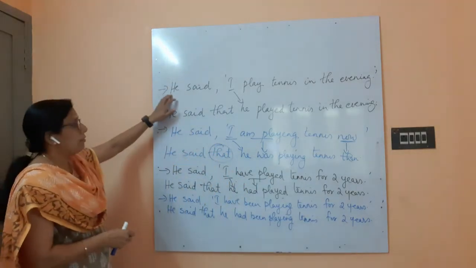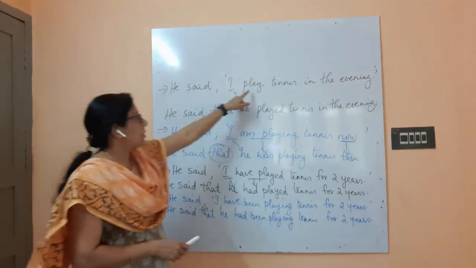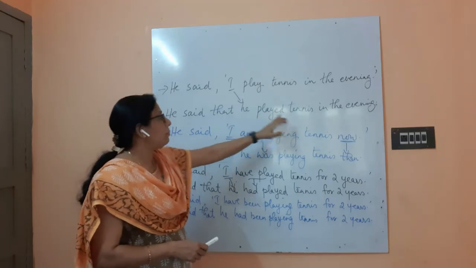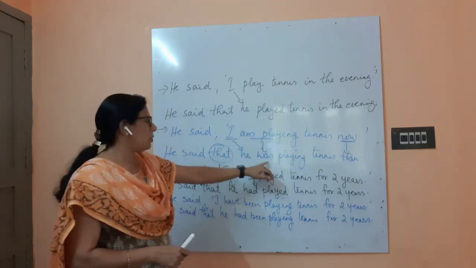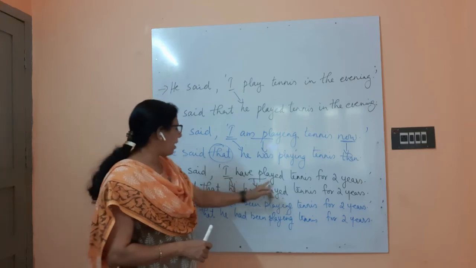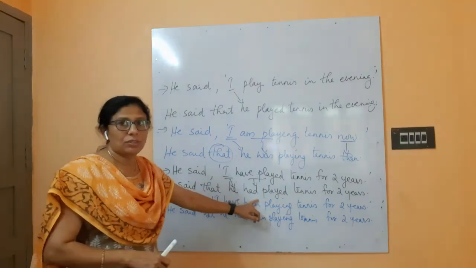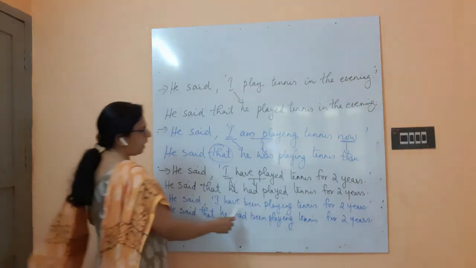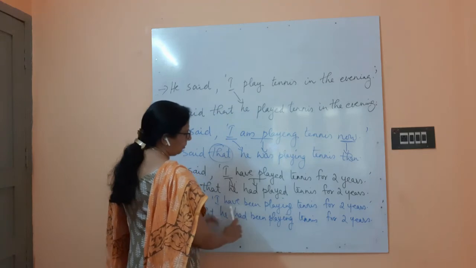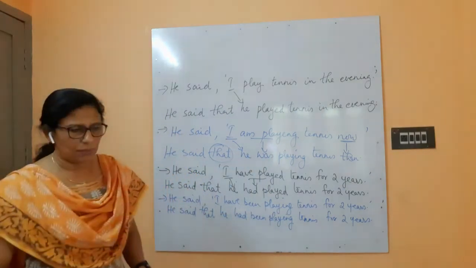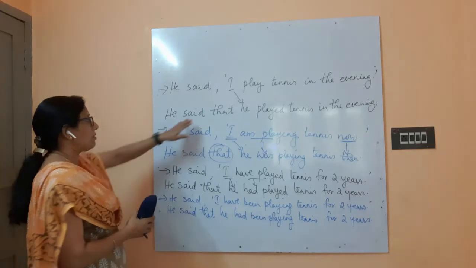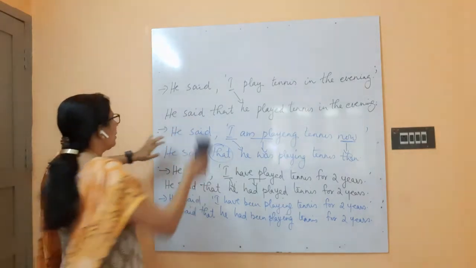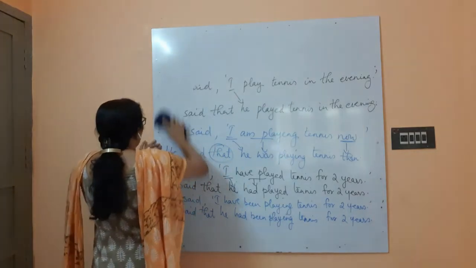Okay, so have you seen the changes that happen? Present simple, I play tennis, he played tennis. Here I am playing, he was playing, present continuous to past continuous. He said I have played, he had played, present perfect to past perfect. And here have been playing, had been playing, present perfect continuous to past perfect continuous. Okay, so this is how the changes will take place if the reporting verb is simple past. Okay, next, it's not over.